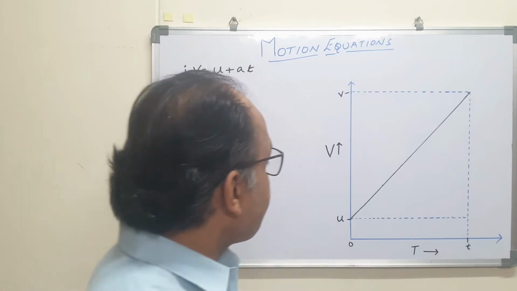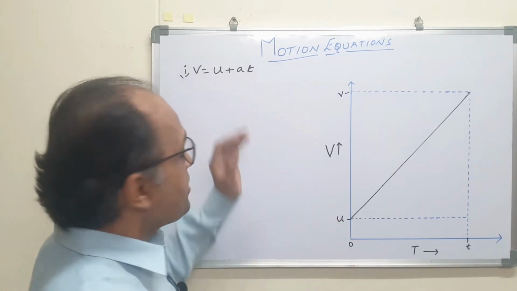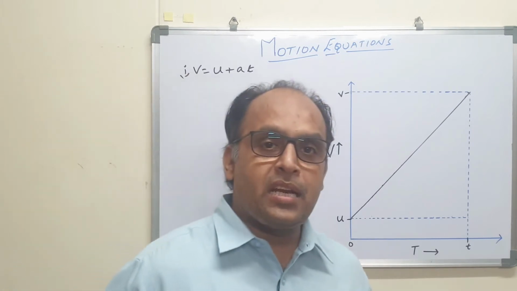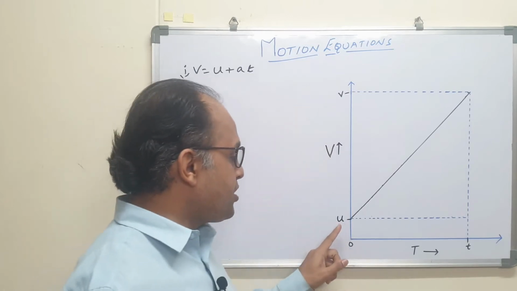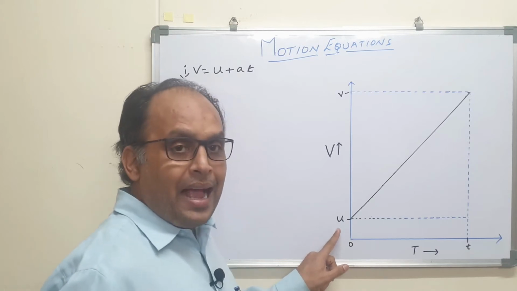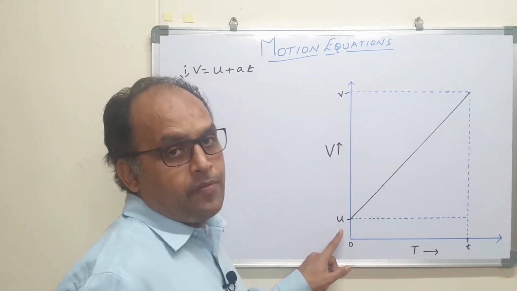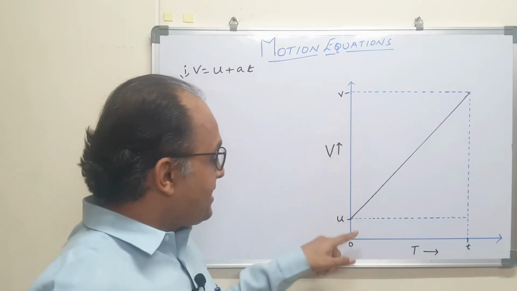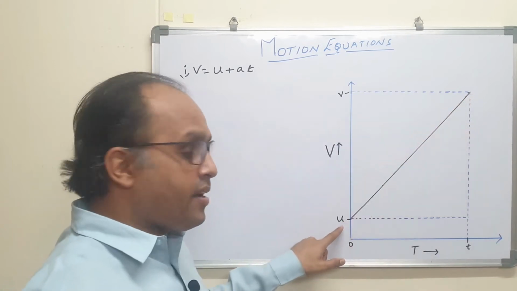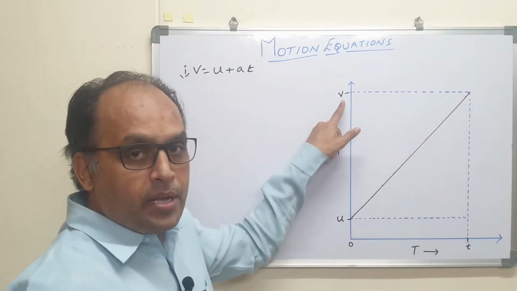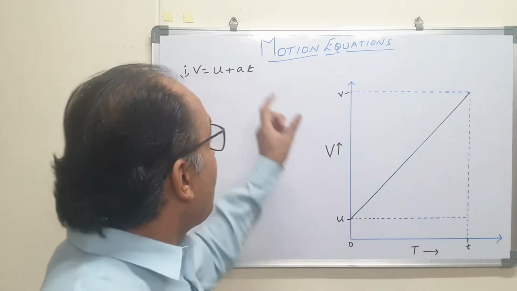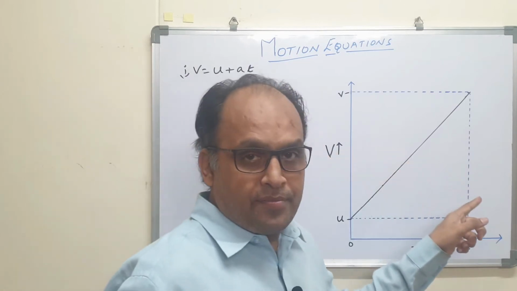Okay, now coming to the derivation of the first motion equation, which is V is equal to U plus AT. For that we need to consider a body which is moving with an initial velocity U, which is already having some initial velocity, which is U. And it picks up a final velocity which is V, and that's the reason why the graph has gone like this. So initial velocity of the body and the final velocity of the body over here. So this is the graph. So we need to derive this equation from this graph, right?